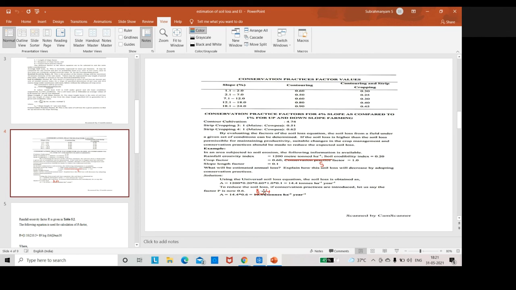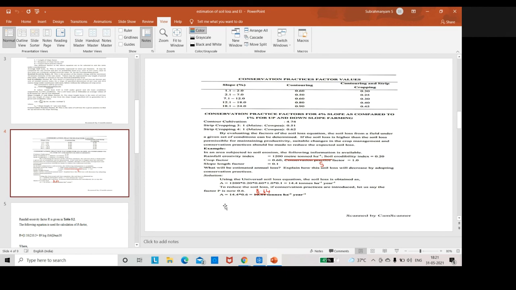To reduce the soil loss, how will we reduce it? They are asking whether, by following conservation practices, we will reduce the soil loss or not. They have given the conservation practice value, that is the P value, P equal to 0.6.